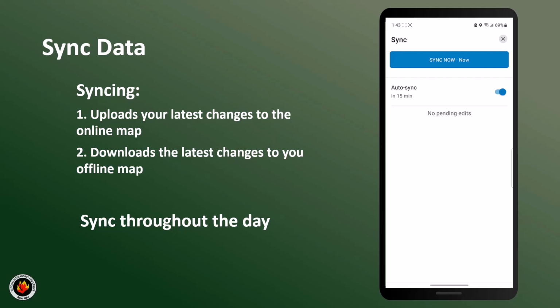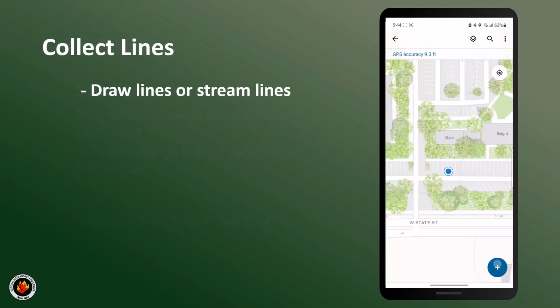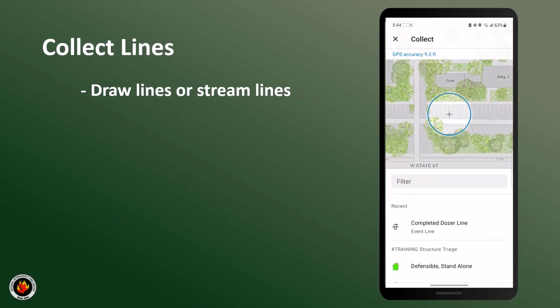Now that we've reviewed how to collect points and sync our data, let's talk about how to collect lines. When collecting lines, we do the same that we do for points and click the plus at the bottom right, but this time select a line feature.